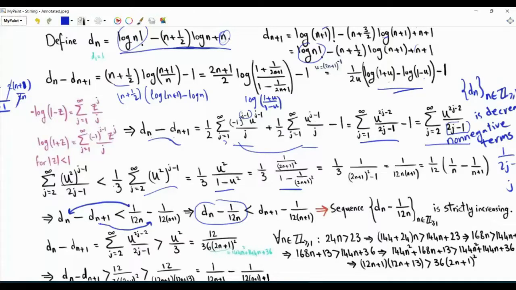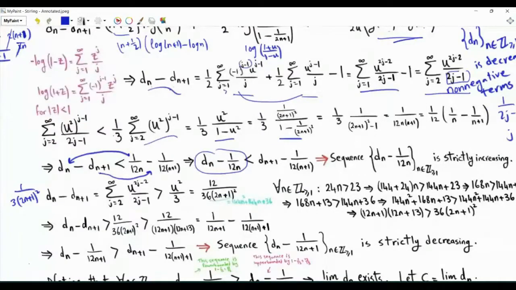And if we replace u by the reciprocal of 2n plus 1, this is what we get. So we will get 1 over 3 times (2n plus 1) squared. Now we will do a further step of lower bounding. It can be done in a number of ways. For example, here I multiplied and divided by 12. This lower bound that we have obtained can further be lower bounded by this.